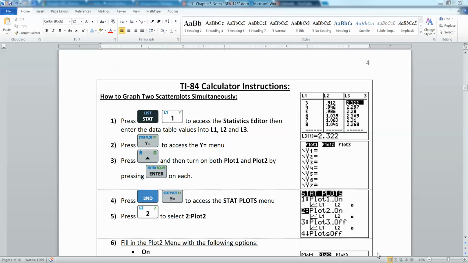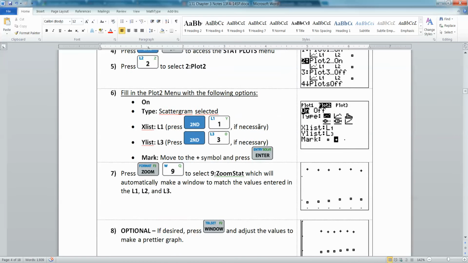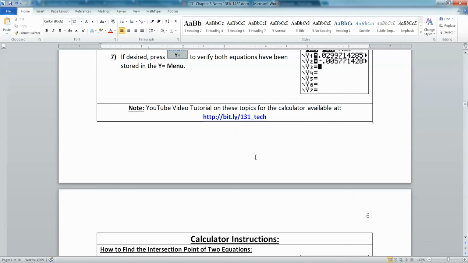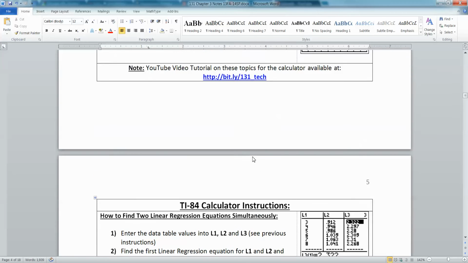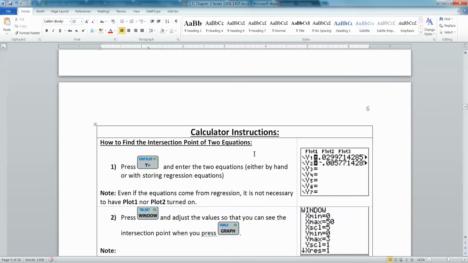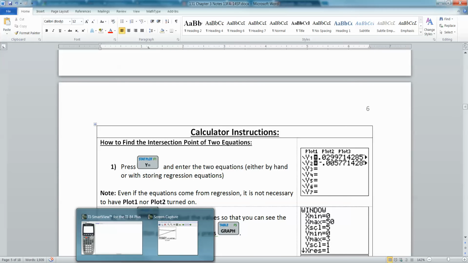Okay, so we've already learned how to create two scatter plots simultaneously, right? And we've learned how to find two regression equations simultaneously. So we really learned a lot in that last video. So the next question is, how do we find the intersection point? And what I'm going to teach you actually works no matter what kind of equations they are. They do not have to be regression equations, right? If I've got time, I'll show you with another set.